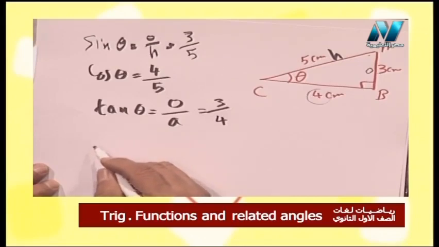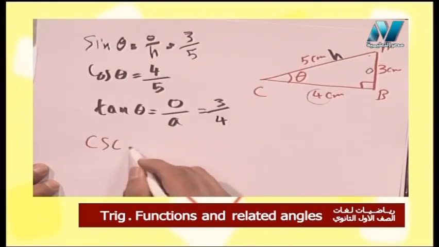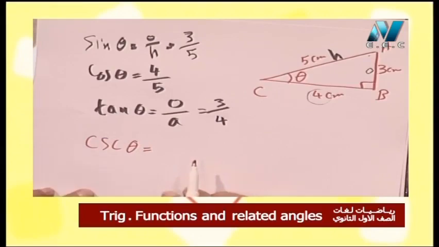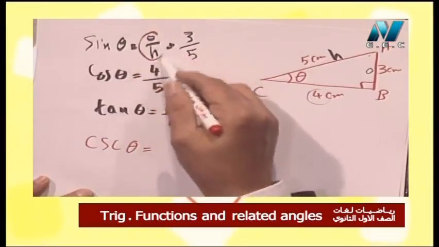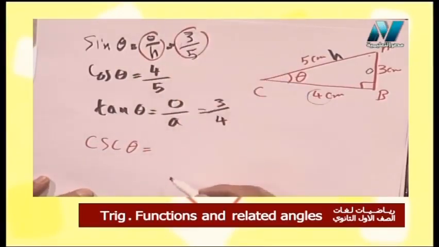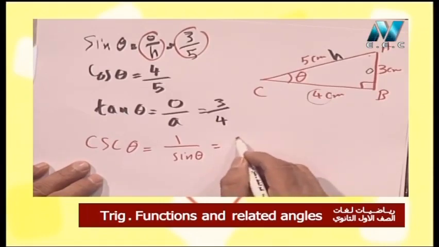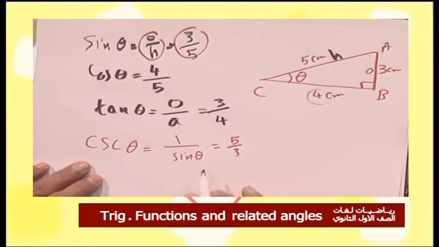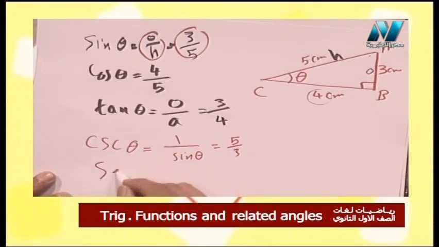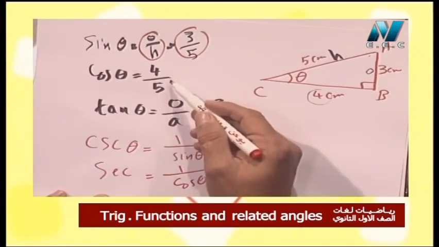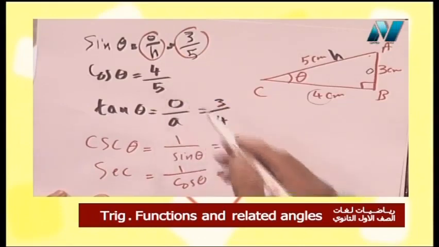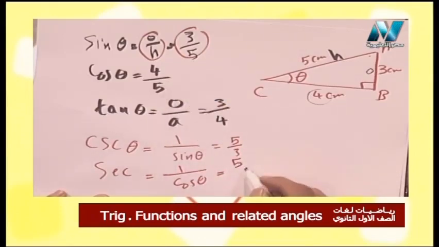The reciprocal of sine is cosec theta. Sine theta equals opposite over hypotenuse, or 3 over 5. Cosec equals 1 over sine, which is the multiplicative inverse. So it's equal to 5 over 3. Sec theta equals 1 over cosine theta. It's the reciprocal of 4 over 5. So it's equal to 5 over 4.